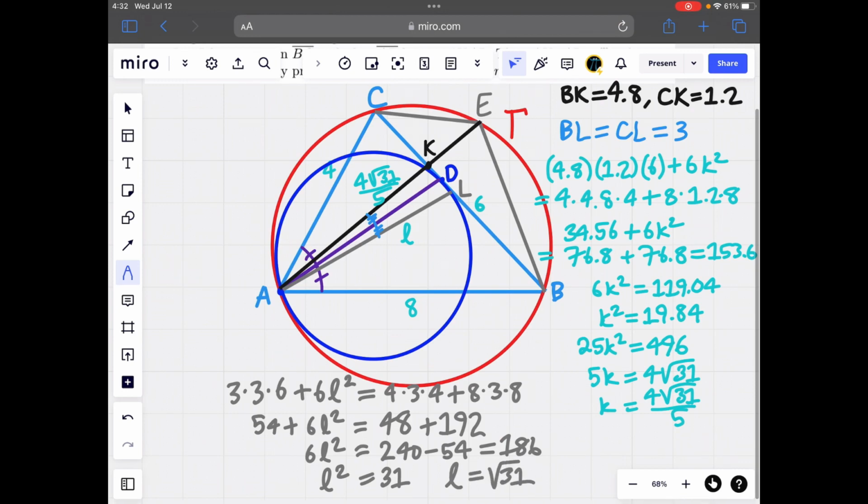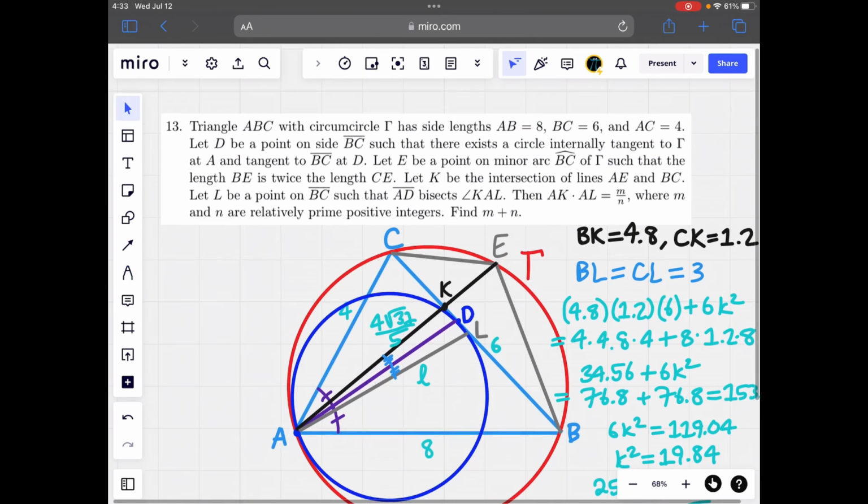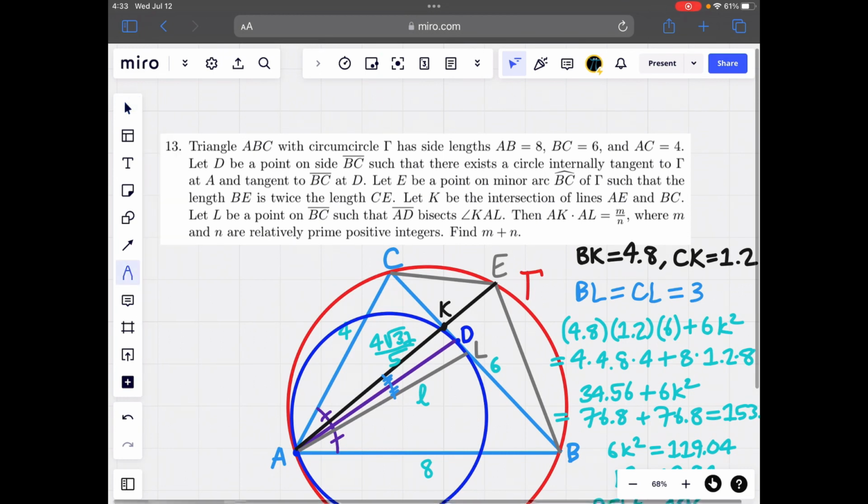We want the product k times l, so it's 4 root 31 over 5 times root 31, which is just 4 times 31 over 5, 124 over 5. We want this to be expressed in the form m over n, where m and n are relatively prime positive integers. So m is 124 and n is 5. What is m plus n?